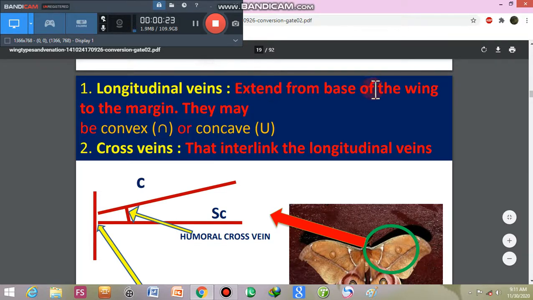Longitudinal veins extend from the base of the wing to the margin. They start from where the insect wing starts, and they end at the end or terminal margin of the wing. They may be either convex or concave. Cross veins interlink or connect the longitudinal veins.